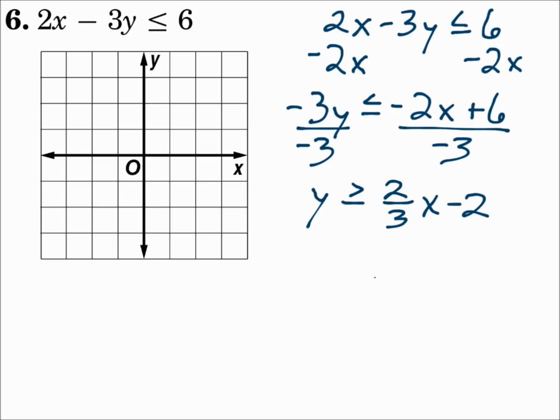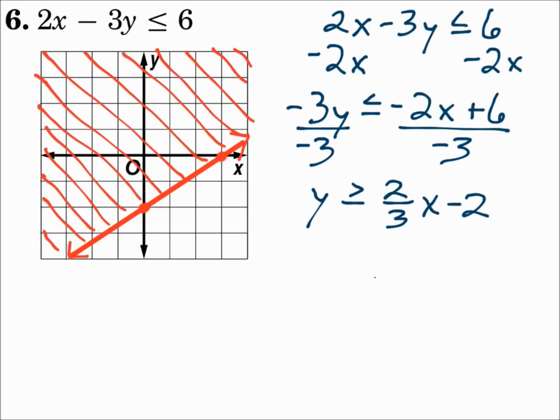Start at the y-intercept, which is negative 2. Then use the slope. We'll rise 2 and run 3. That'll go up 2, right 3 to a point right there. Since it's equal to, it's a solid line. And since y is greater, it's shaded above. Solve for y. Graph the line. Make sure it's solid or dashed correctly, and then shade properly.